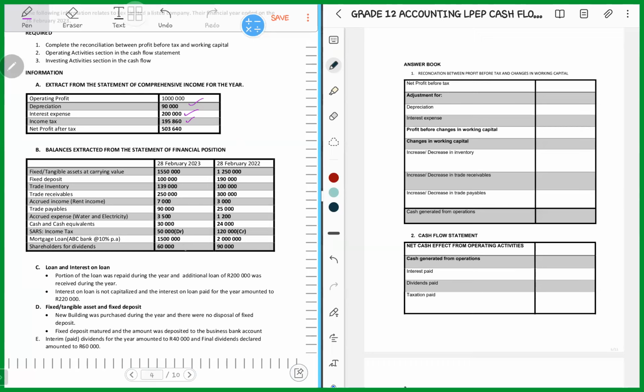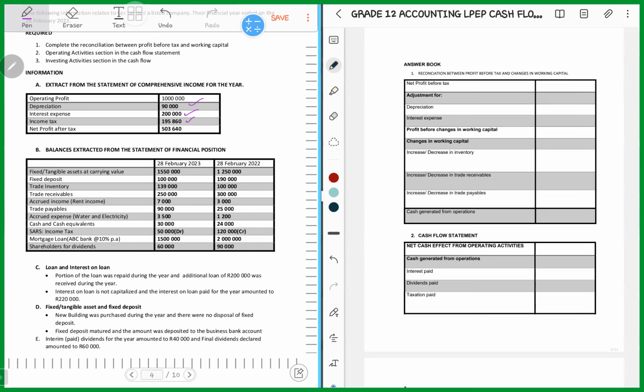Now, any decrease in trade receivables is an inflow. Then we have accrued income. When the year started, it was 3,000. When the year ended, how much is it? It's 7,000. So this one has increased, but we're going to use it to calculate the total trade receivables for the year.